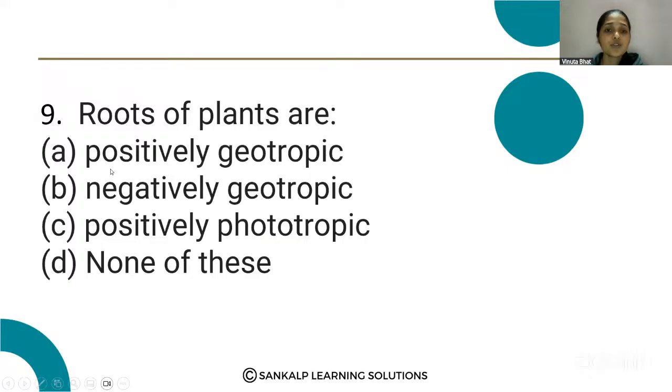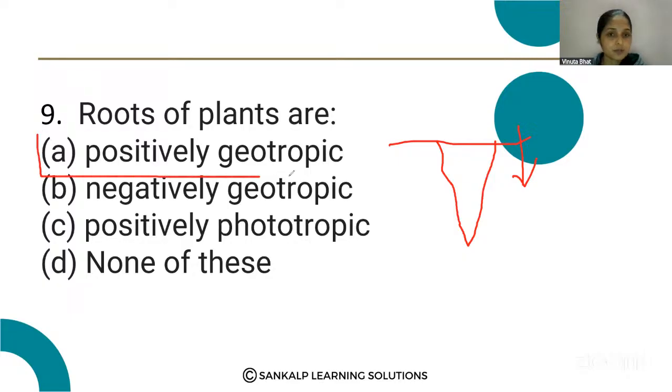Then, roots of the plants are positively geotropic, negatively geotropic, positively phototropic, or none of these. Here, roots of the plants grow towards the soil, that is, towards gravity. So positively geotropic, option A, is the correct answer.